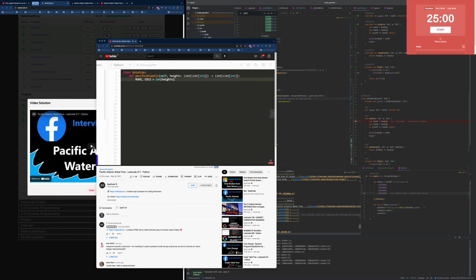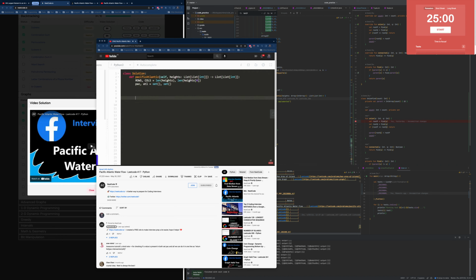So let's get the length of heights, which is going to give us the number of rows, and then get the number of columns as well. And so I'm going to be having 2 hash sets, Pacific and Atlantic, maintaining all the positions that can reach the Pacific and Atlantic Oceans respectively.